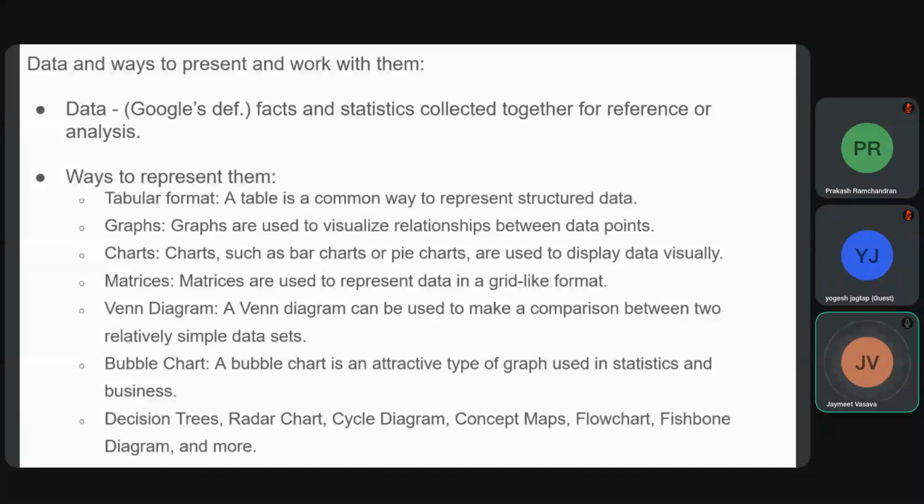So what is data? The facts and statistics collected together for reference or analysis. And the way we can work with them, or we can represent the data, you can see the various list of things: a tabular format, which is a table format that we just discussed. Then graphs for visual representation, charts, bar charts, pie charts, matrices, Venn diagrams, bubble chart, decision tree, radar chart, cycle diagram, flow chart, etc.